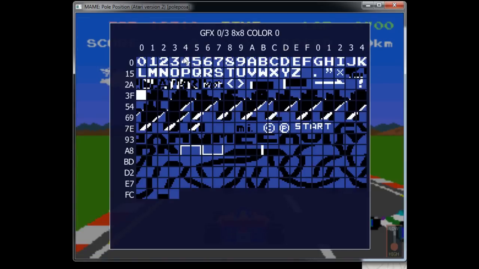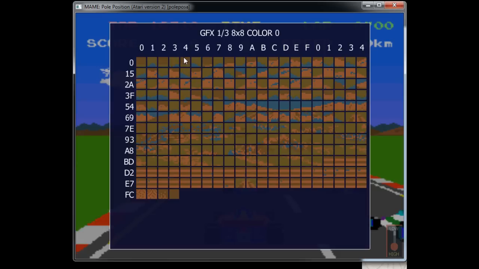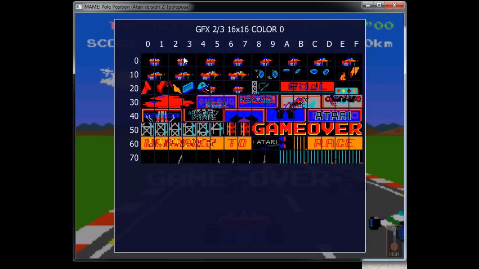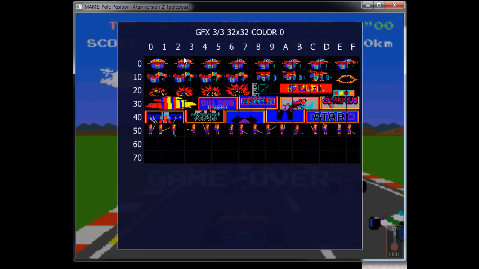So what do I do? What am I doing here? Is it this button? Okay, cool. This looks like part of the sky and maybe the background mountains. Of course, the colors are off. I'm probably just looking at the wrong entry in the color palette. And here we go. These are some 16 by 16 sprites and some 32 by 32 sprites.